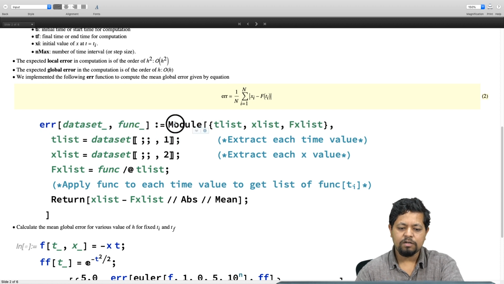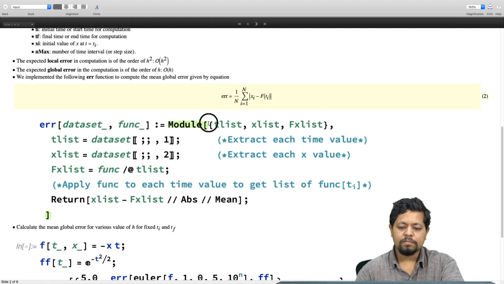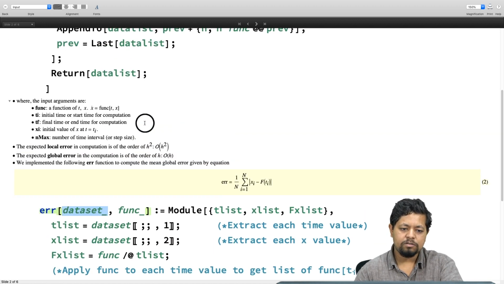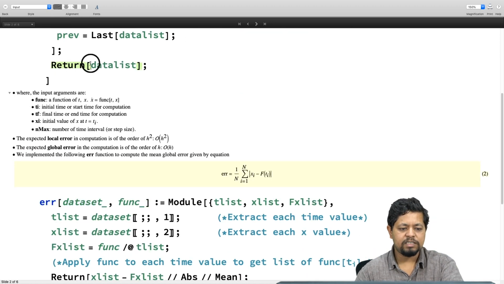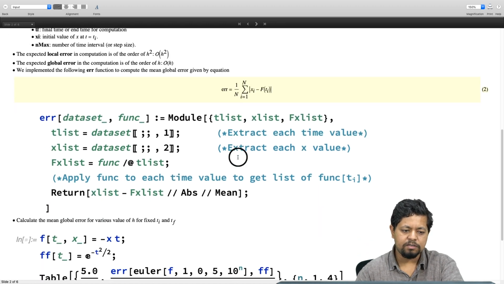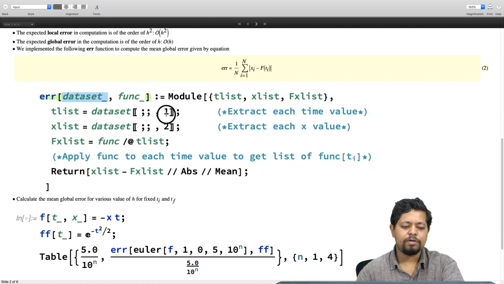In the error function, we again use the module construct. T list, x list and fx list were the three lists. For T list, we extracted the first element of the data set. Data set is the argument that we are passing. This data set is the solution that we obtained through the Euler method, that is this data list that the Euler method returned. We are passing that to the error function. In this, the first element is the time component and the second element is the x component.